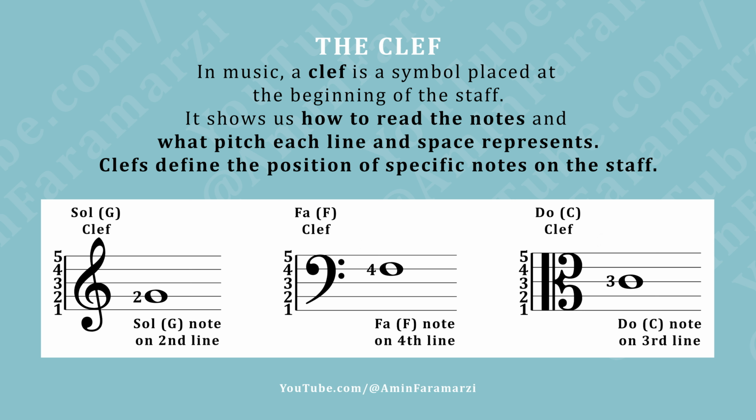The treble clef, or sol clef, shows that G, or sol, is on the 2nd line. The bass clef, or fa clef, shows that F, or fa, is on the 4th line. The do clef shows that C, or do, is on the 3rd line.